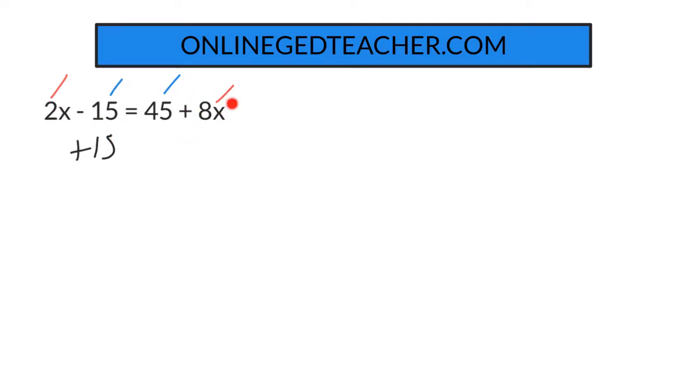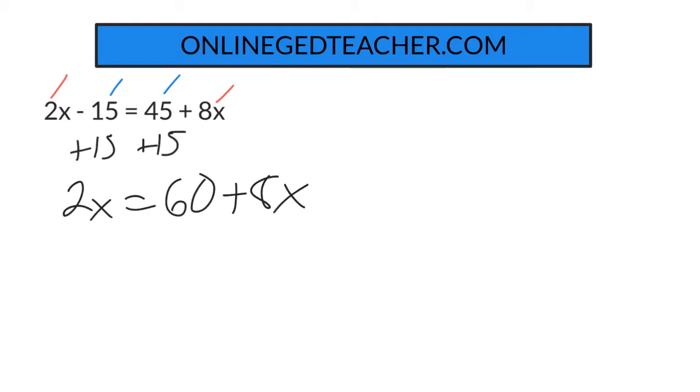Because remember, here is our initial equation. So if I remove something from here, I also have to remove it from here. So I will also, in this case, I'm not removing, I'm adding. So if I add something here, I also have to add it here. So minus 15 plus 15 is 0. That zeroes out and leaves me 2x on this side. Drop the equal sign down. And then 45 plus 15 is 60 plus 8x.